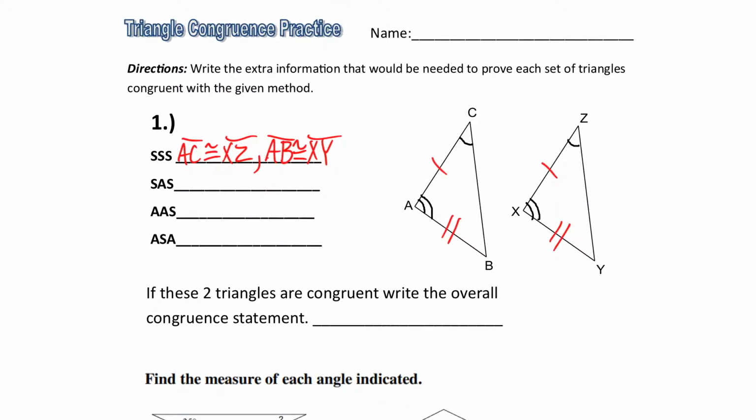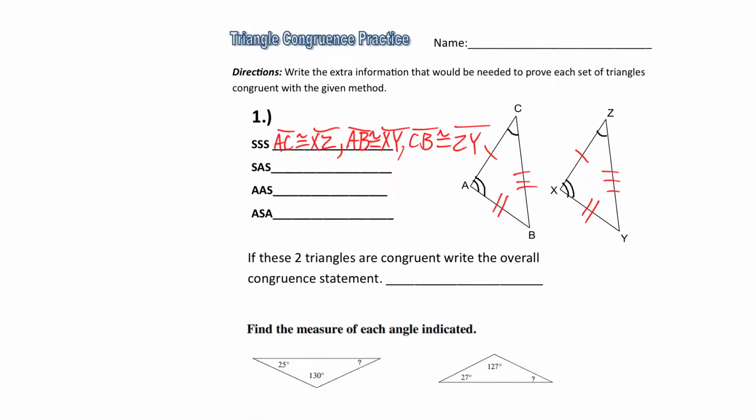No, it's not, because look, I only have one set of sides, a second set of sides. So I have one of these and a second one, but I don't have the third one. So there's still not enough. So what else do I need to know? You need to know that CB is congruent to ZY. All right? So that's what we need for that.